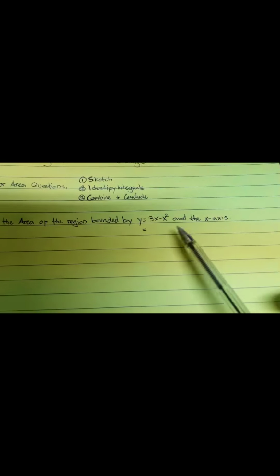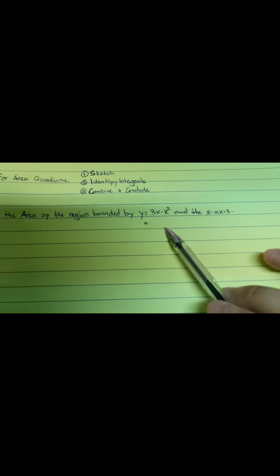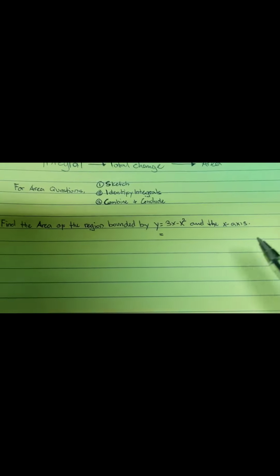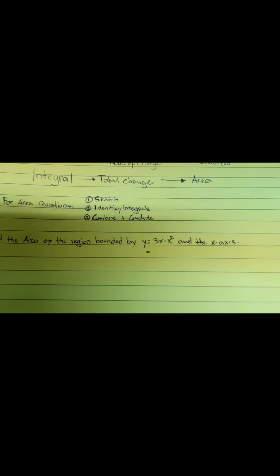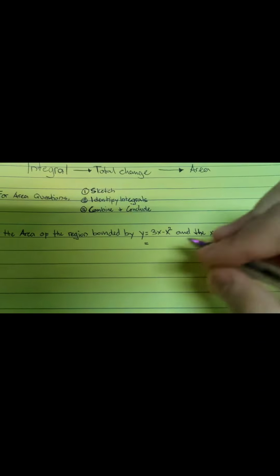What kind of sketch will we draw? Here we have y equals 3x minus x squared. By this we can conclude that what we're gonna sketch is a parabola, and it's upside down. Why is it upside down? We can see that the coefficient of x squared is negative. First we're gonna factor this out to identify our features easily.